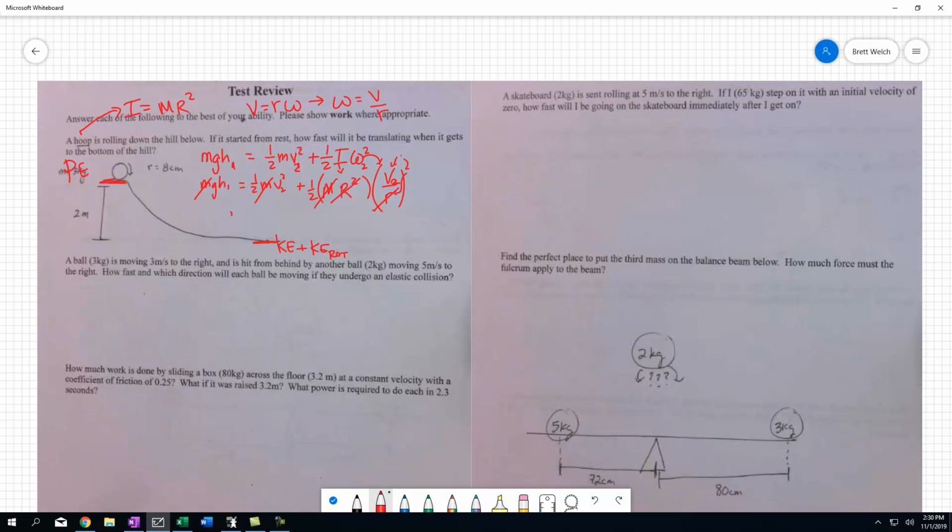What we have here is 9.8 times the height, which is 2, equals 1/2 of V2 squared, plus, if I look at all that's left, I have 1/2 V2 squared. If you add a half to a half, you get 1. So this is 19.6 equals V2 squared. And if I square root, V2 comes out to roughly 4.4 meters per second.